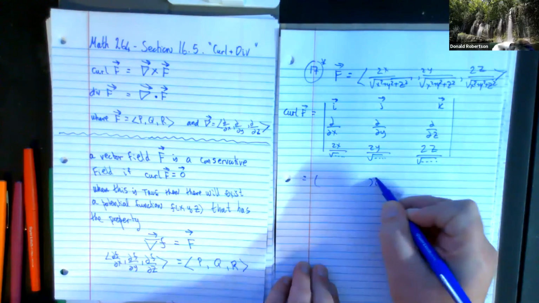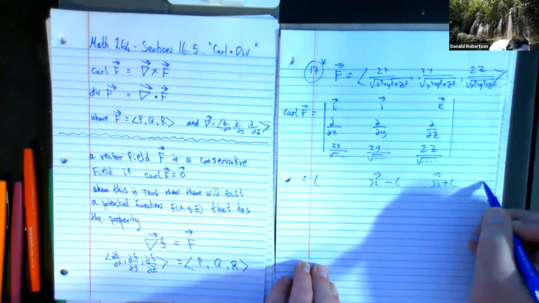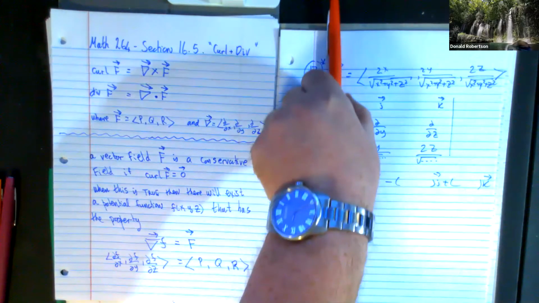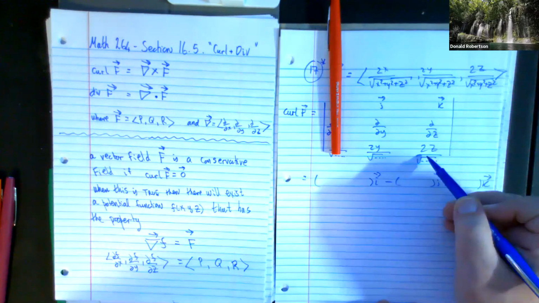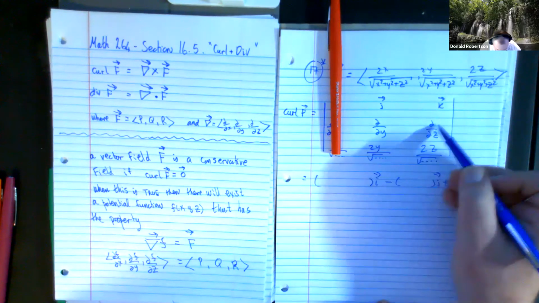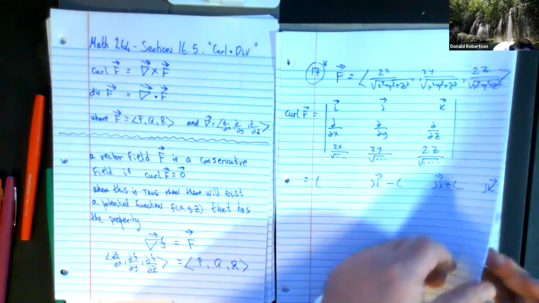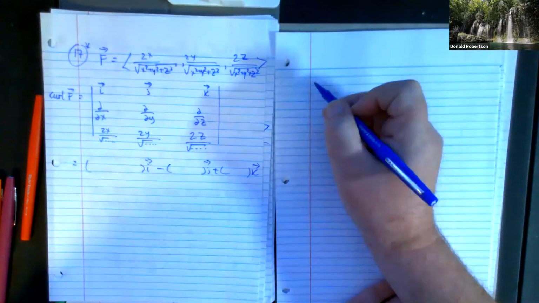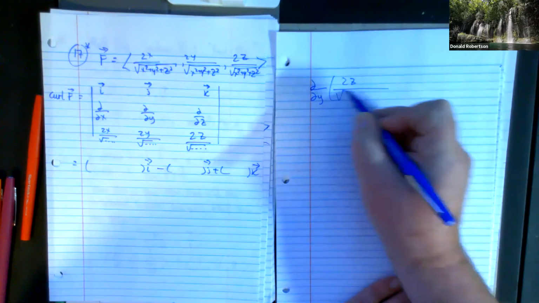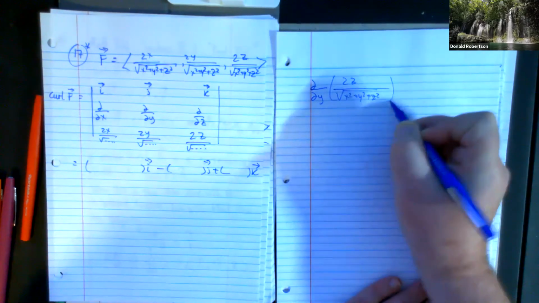So many i's, take away so many j's, plus so many k's. If I cover this guy up, I'm going to differentiate this with respect to y, take away this with respect to z. Since that is a little bit messy, let me write down what that is going to be. I'm going to differentiate 2z over the square root of these guys, take away this guy.